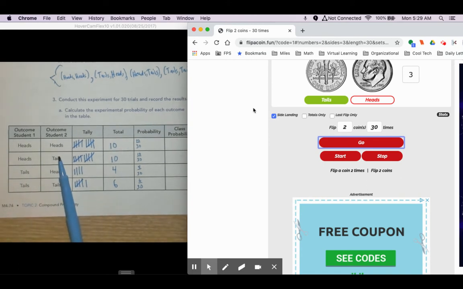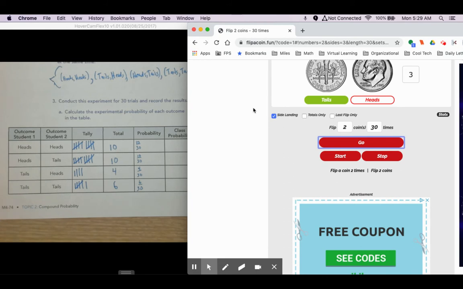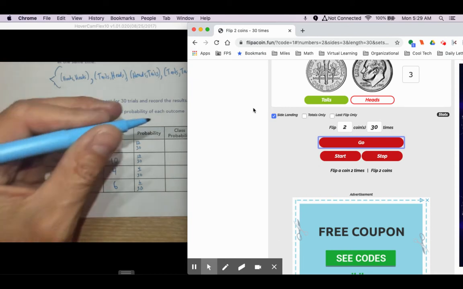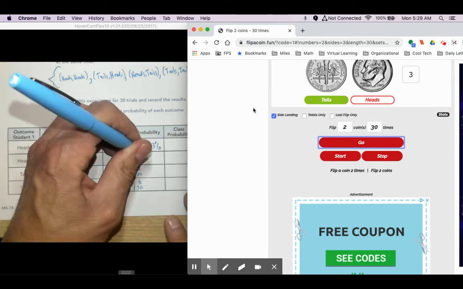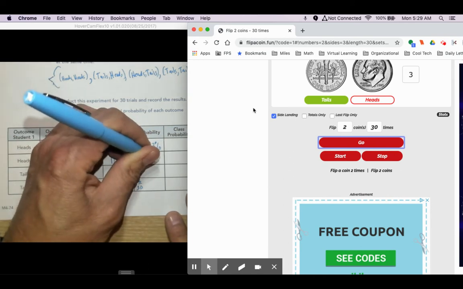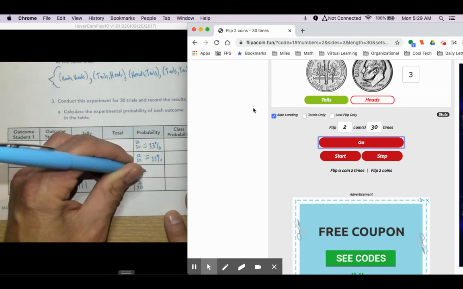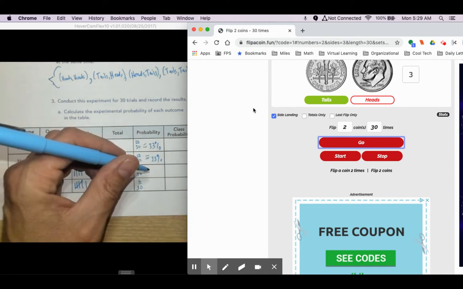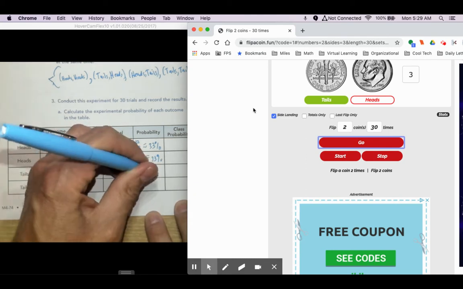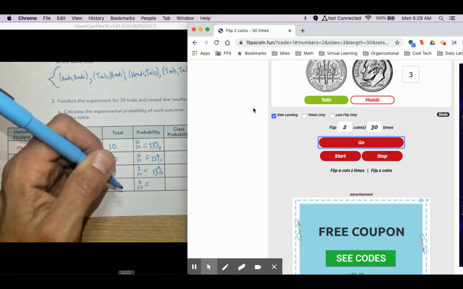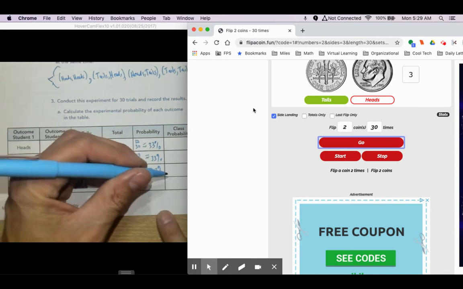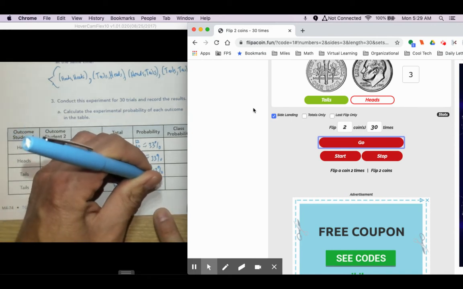Maybe it'd be good to write these as a percent. This would be about 33% rounded. This would be about 33% rounded. This would be about 13% rounded. And then this would be about 20% rounded. Okay.